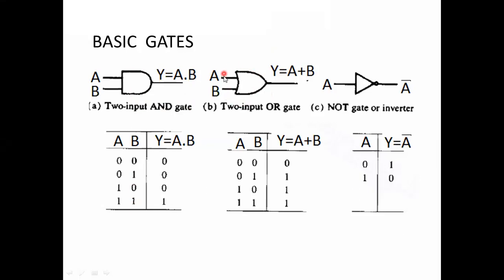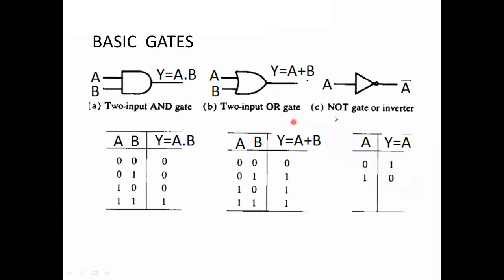The next one is the OR gate. A two-input OR gate takes A and B as inputs. The expression for the OR gate is A plus B, Y is equal to A plus B. This is the truth table. This is like an addition operation. The outputs are 0, 1, 1, 1. This is the logical OR operation.